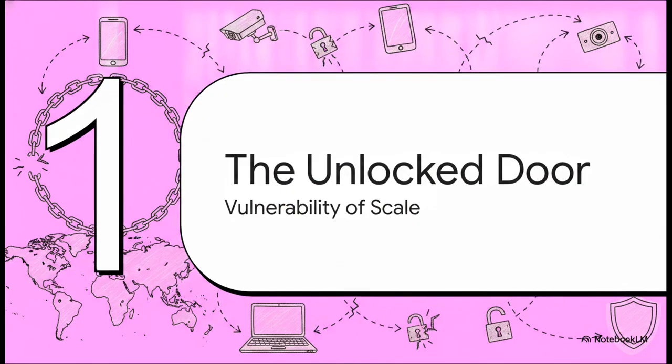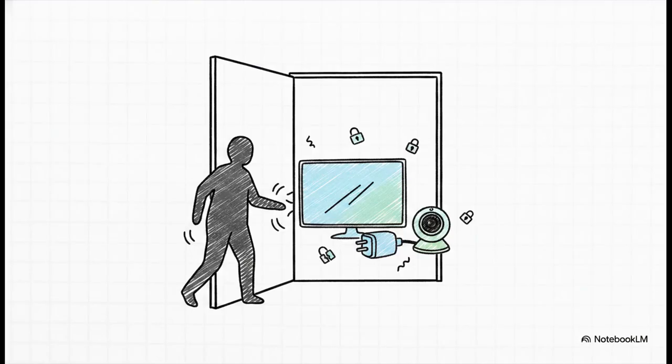Part 1. The unlocked digital door and the massive vulnerability of scale. You know those cheap smart plugs, security cameras, or even smart TVs you can grab online? They're designed to be super easy to set up. But here's the catch. Because manufacturers want to keep costs down and set up simple, these devices often ship with practically zero robust security. We're talking weak encryption or worse, default passwords.